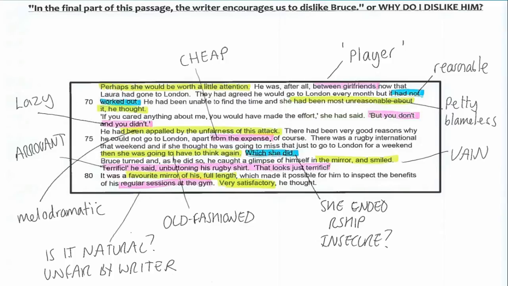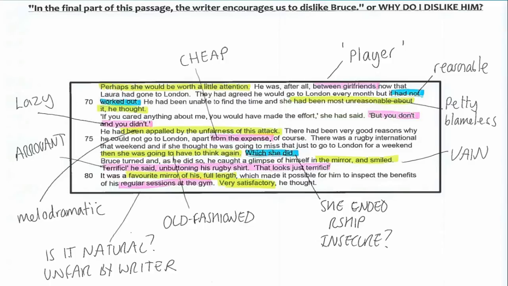However, we start to dislike him when he said he hadn't been able to find the time. She had been most unreasonable about it, he thought. So straight away, we're beginning to sense that he's the reason things go wrong. But the way he says it, she had been most unreasonable, putting all the blame on his ex-girlfriend, makes him seem petty and a bit small. Then it says, if you cared anything about me, you would have made the effort, but you didn't. Again, we're getting the impression that he might have been lazy in the relationship.